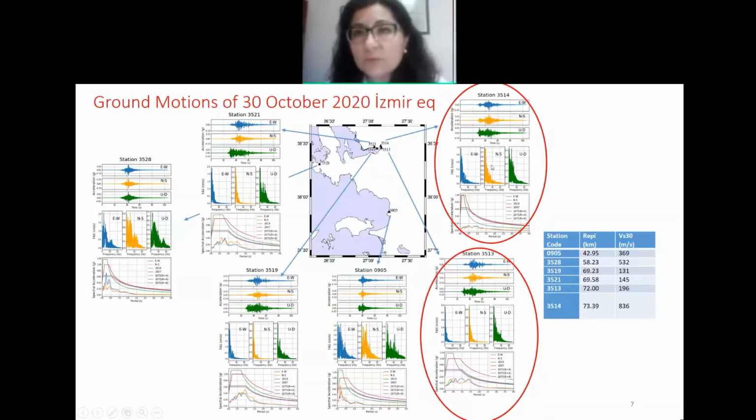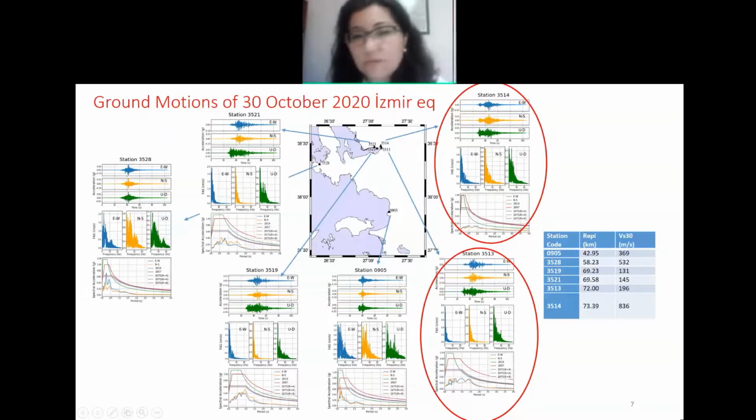I would like to focus on the Bayraklı region, on these 2 stations, which you could further analyze in the report that we published. This station is on a VS30 of 800 meters per second, whereas the other one, 3513, is on softer soil, about 200 meters per second. What I see immediately is that the station on the softer soil definitely has some long period amplifications.